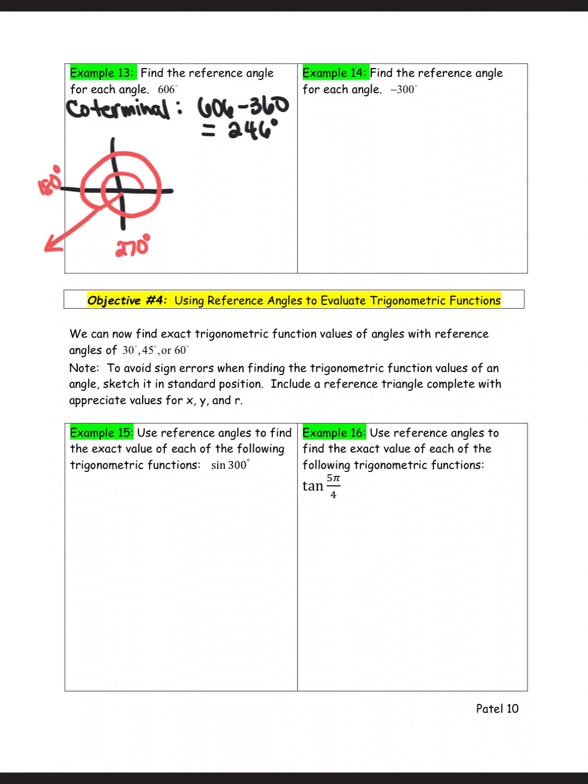So to find the reference angle, we're using the x-axis and the terminal side. So we're looking for this piece right here, this angle. And to find that, it's going to be 246 minus 180. And that gives me 66 degrees.